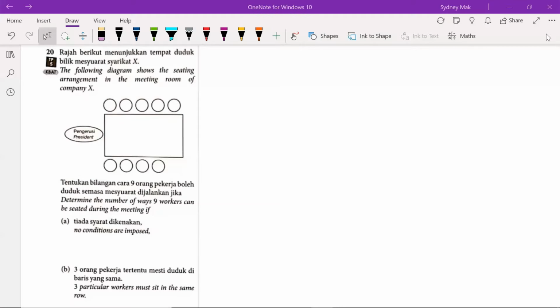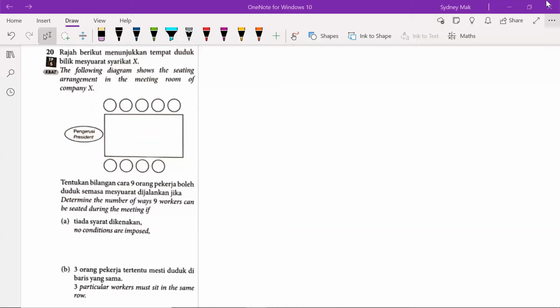Hi everyone, this is practice formative of chapter 4, question number 20. In this question, the diagram shows the seating arrangement in a meeting room of company X. So we have to determine the number of ways 9 workers can be seated during the meeting if there is no condition imposed.